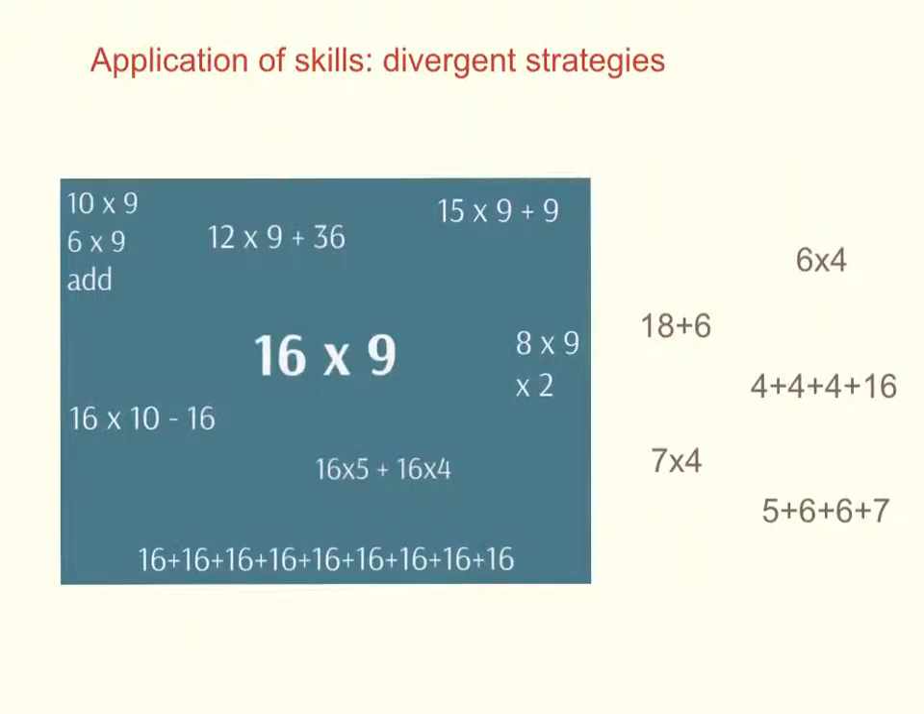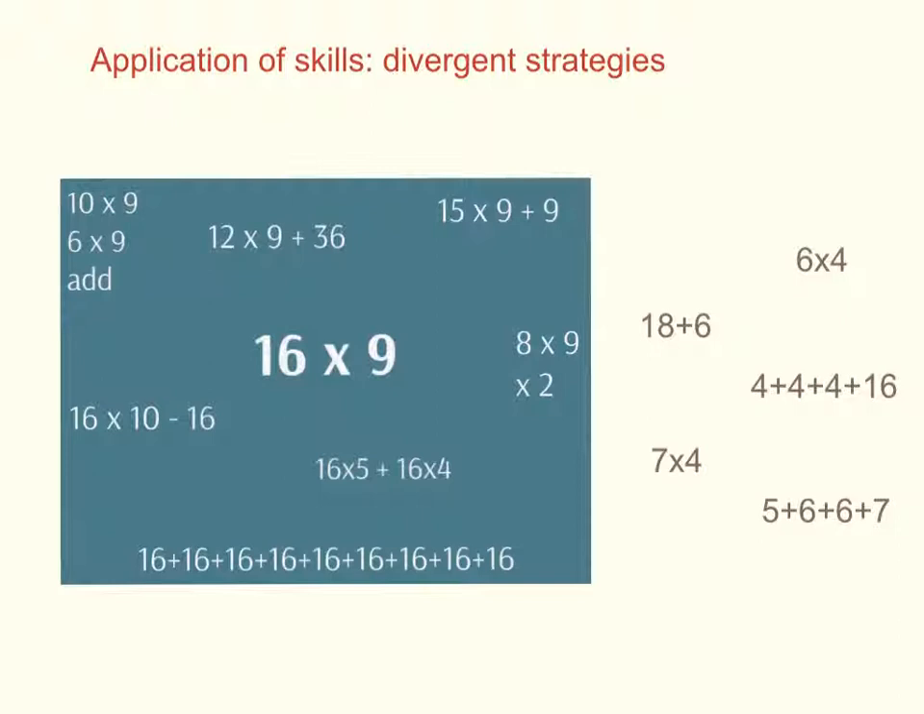Rather than extending children by giving them more difficult questions, we would see how divergently they can apply their current level of understanding. For example, 16 times 9. They'd probably start by doing 10 times 9, 6 times 9, and adding. Well, could they find a different way to do that? For example, 16 times 10 and taking away 16.